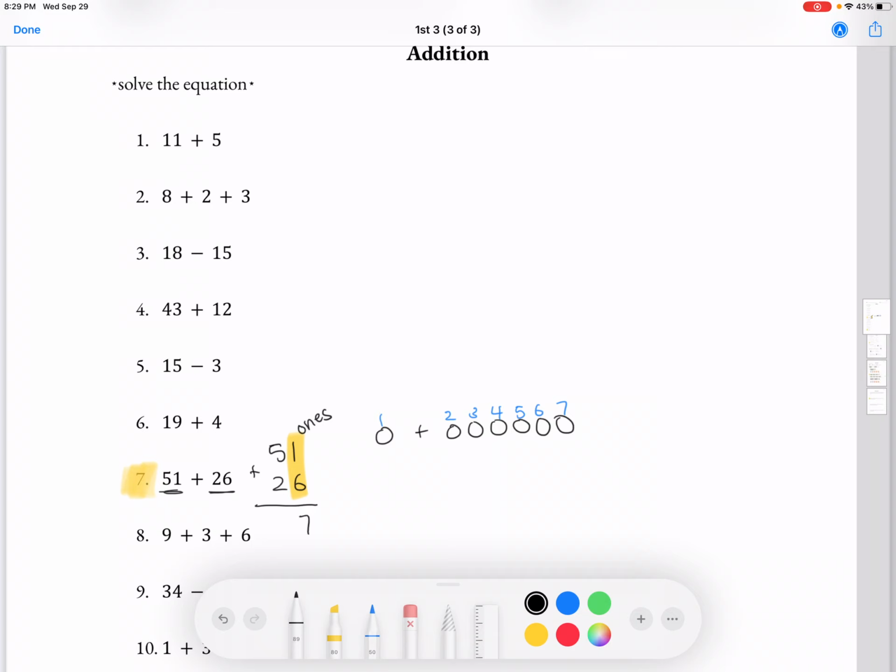And the next part that we'll be looking over is the tens place. The tens place is 5 plus 2, and the total is 7. So the total for the tens place would be 7. And so together, the answer to number 7 will be 77.